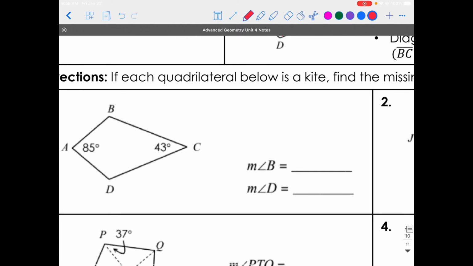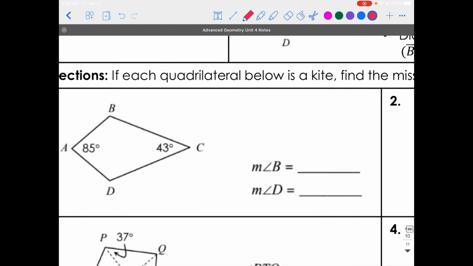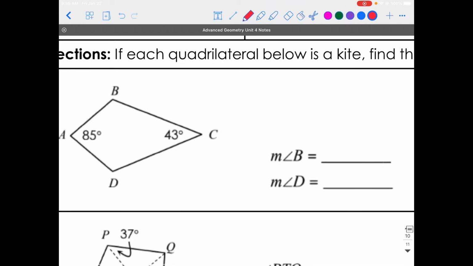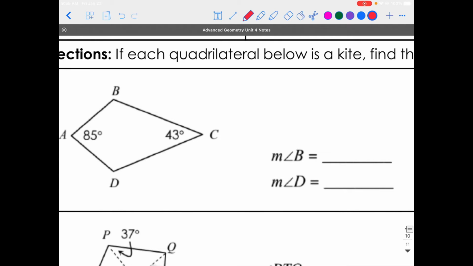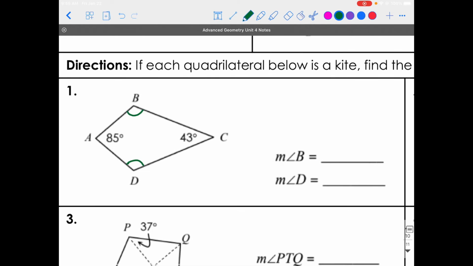So let's look at some examples. So number one here, we're given two angles, angle A and angle C. And we're asked for B and D. We know that angles B and D are congruent, so they're the same. We also know that a quadrilateral has a total of 360 degrees.